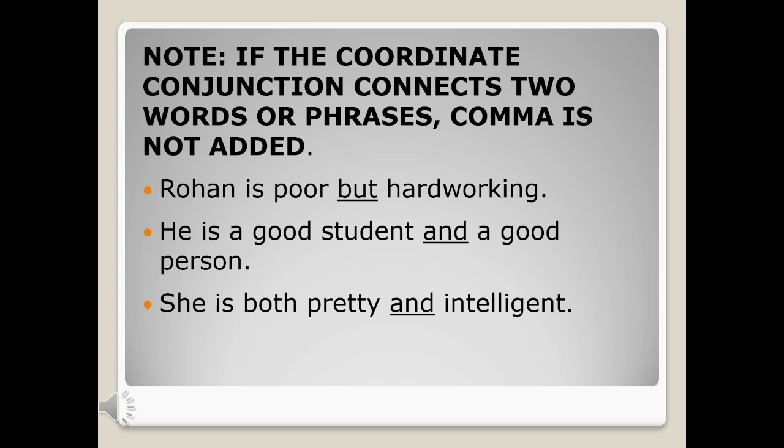Similarly, in the second sentence, he is a good student and a good person. In this sentence, there are two phrases, a good student, a good person. Both these phrases are separated by the conjunction and, but there is no comma used before and. And in the third sentence, she is both pretty and intelligent. Here you can see that there are two words, pretty, intelligent, and both are separated by the conjunction and. Again, there is no comma used before and.